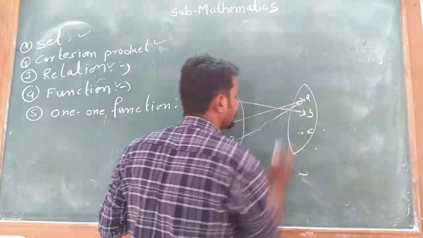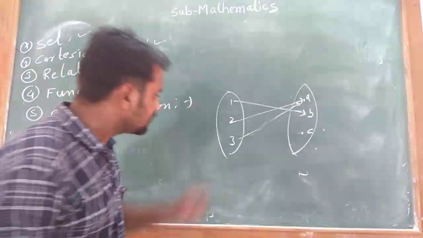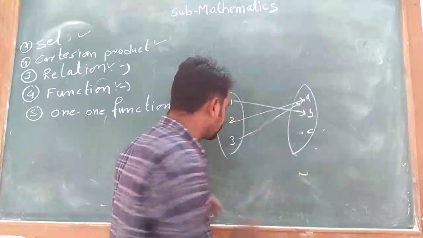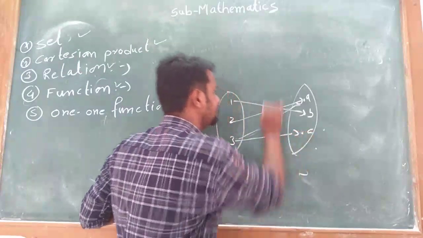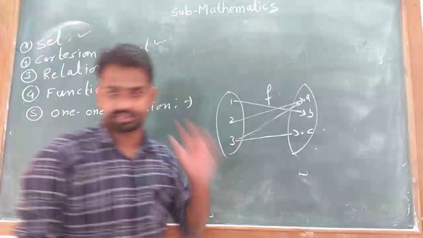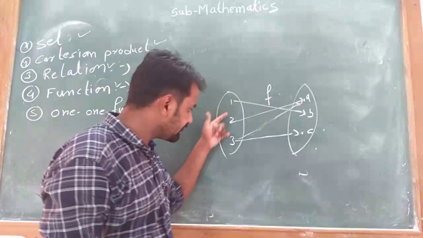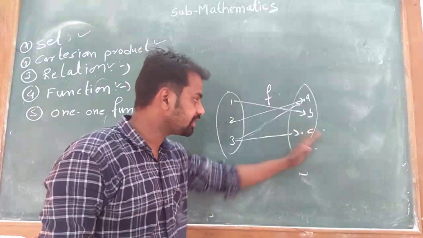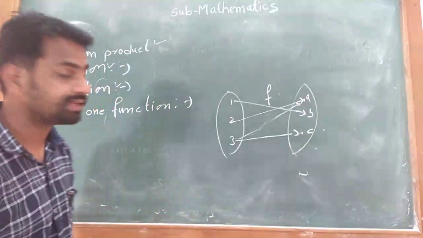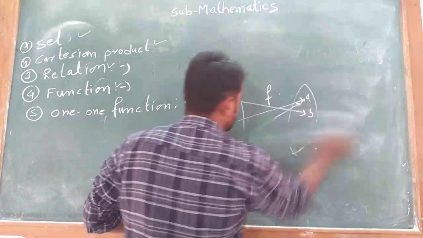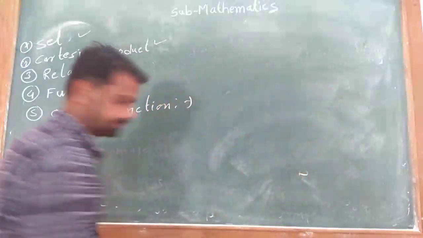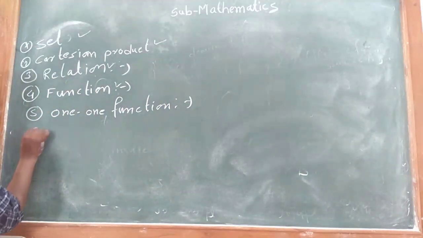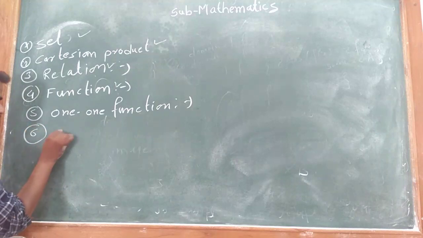So 3 goes to A is not a one-one function, 3 goes to B is also not a one-one function, and 3 goes to C is a one-one function, because distinct elements in a domain have distinct images in a codomain. It is called a one-on-one function. Okay. Now we see onto function.